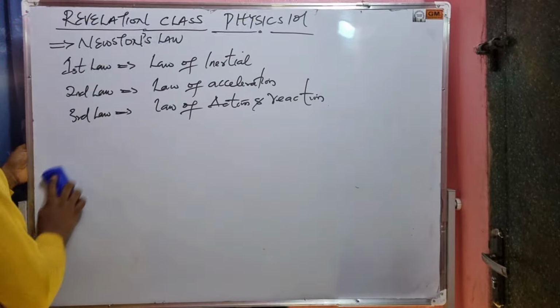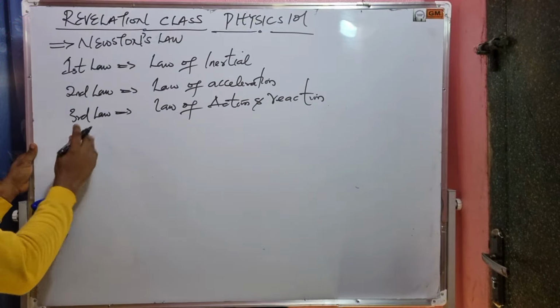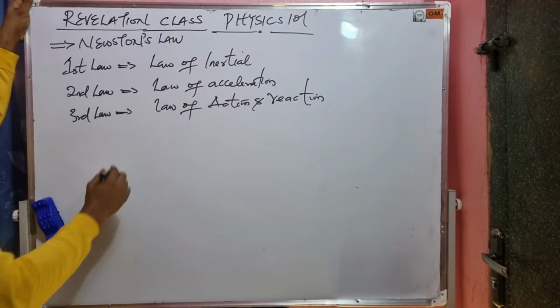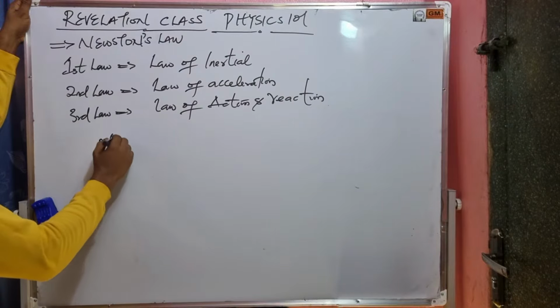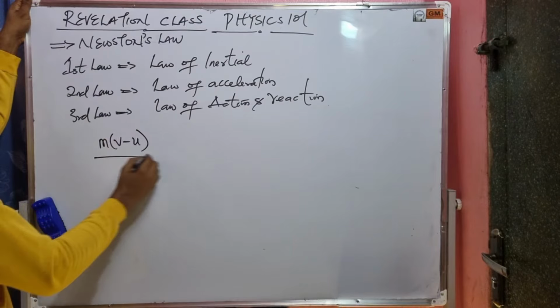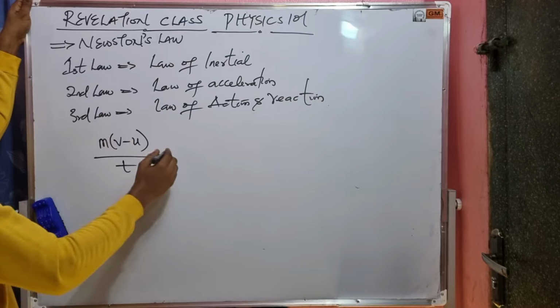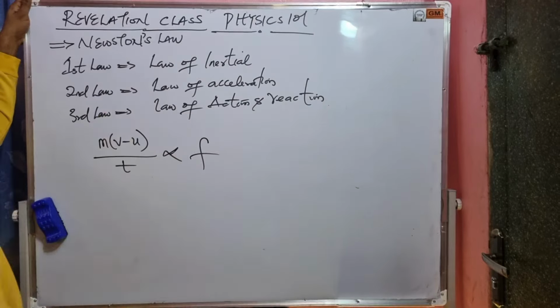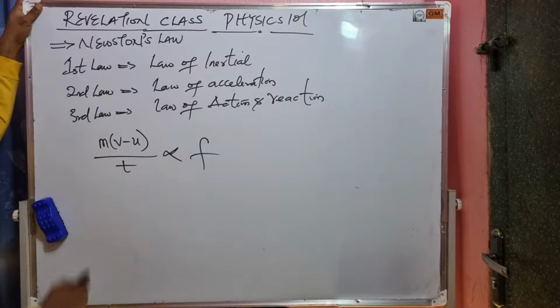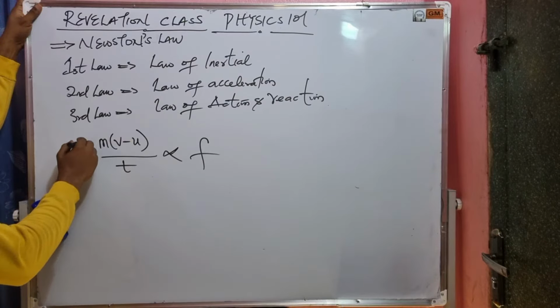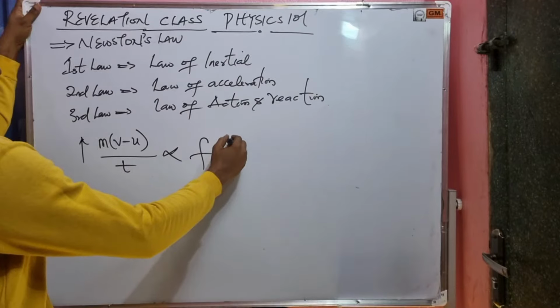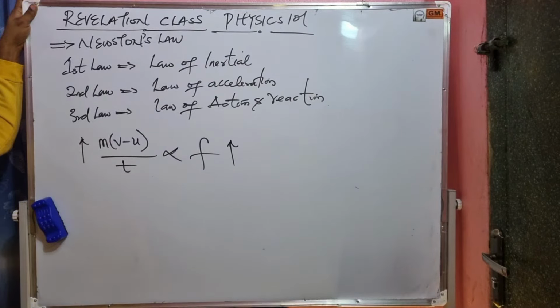What does that mean? That means that the rate of change of momentum of a body is simply m(v minus u) divided by t, is directly proportional to the what? Applied force, right? Meaning that as this is increasing, the applied force must also increase. Okay, that was what they mean.